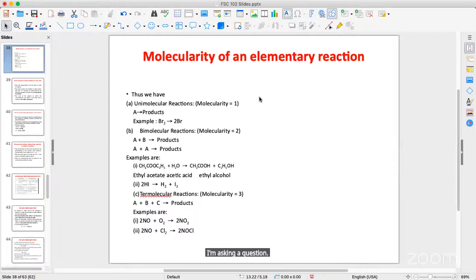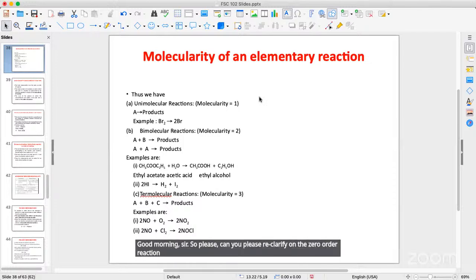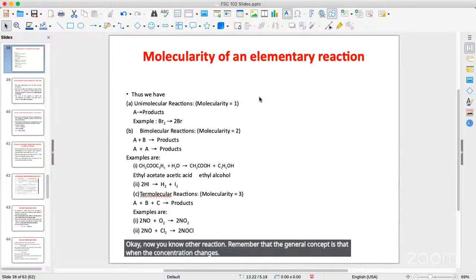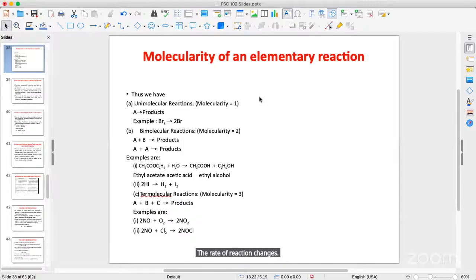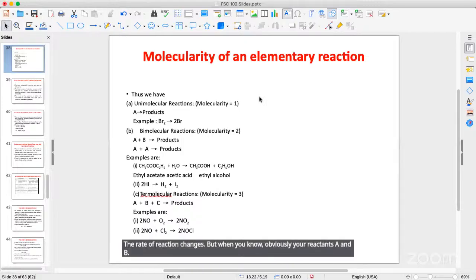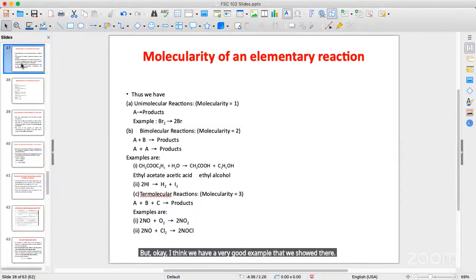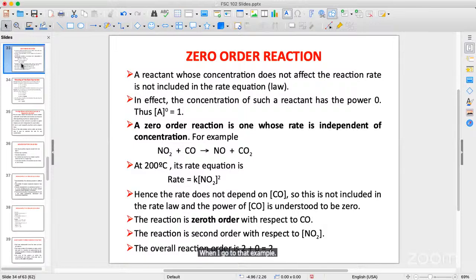Good morning, sir. Please, can you re-clarify the zero order reaction? Okay. For zero order reaction, the general concept is that when the concentration changes, the rate of reaction changes. But when you have, say, reactants A and B, I think we have a very good example that we showed earlier, so I better go to that example.